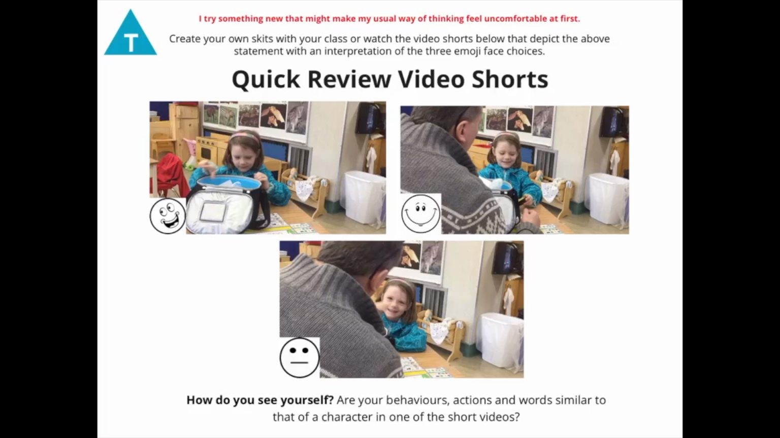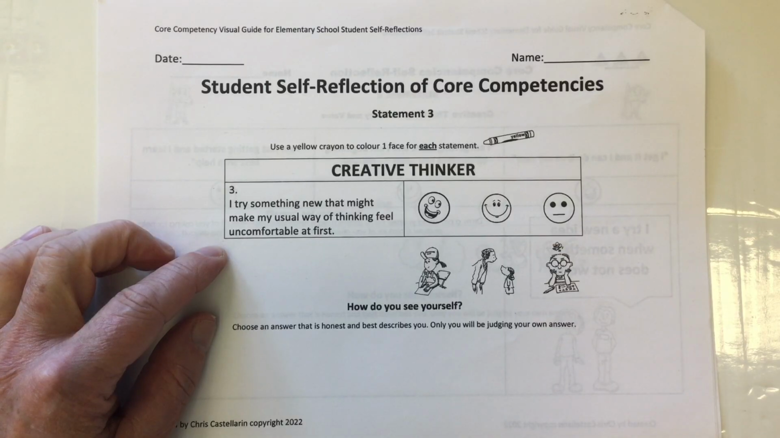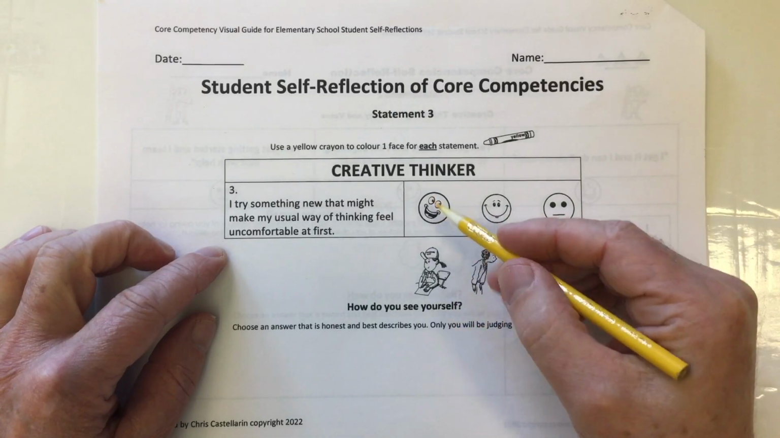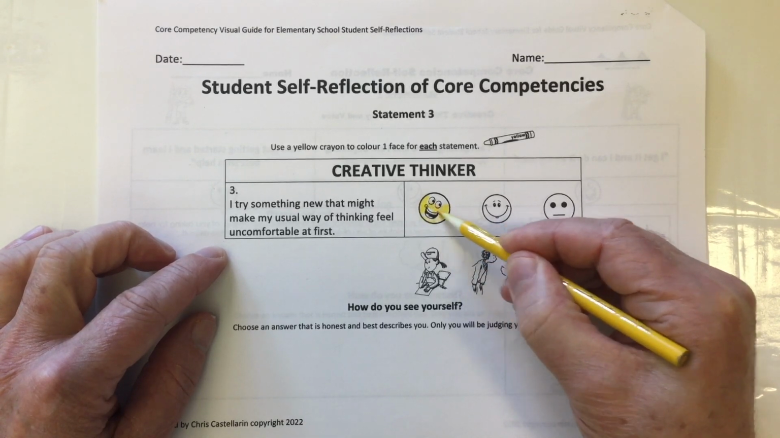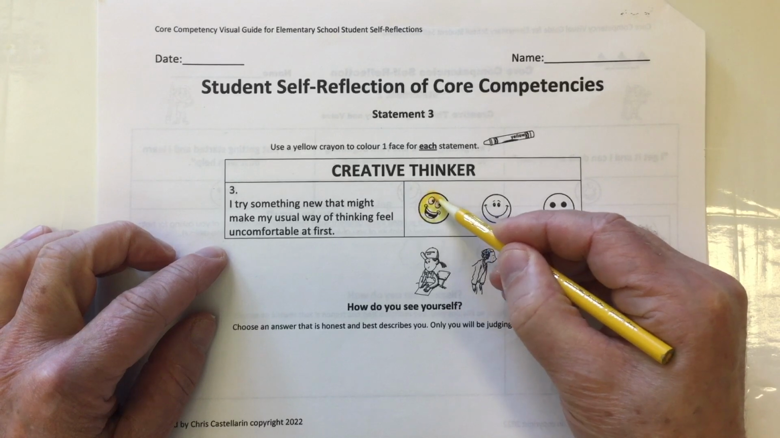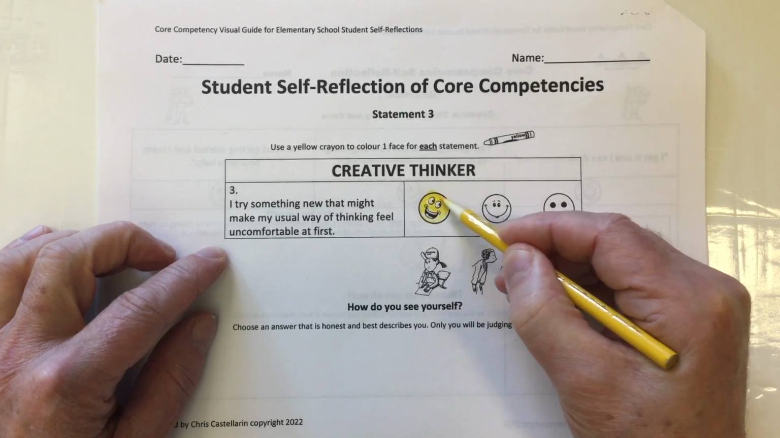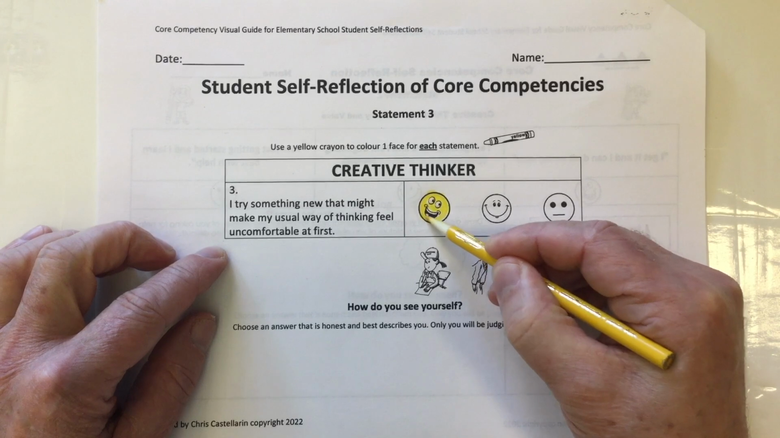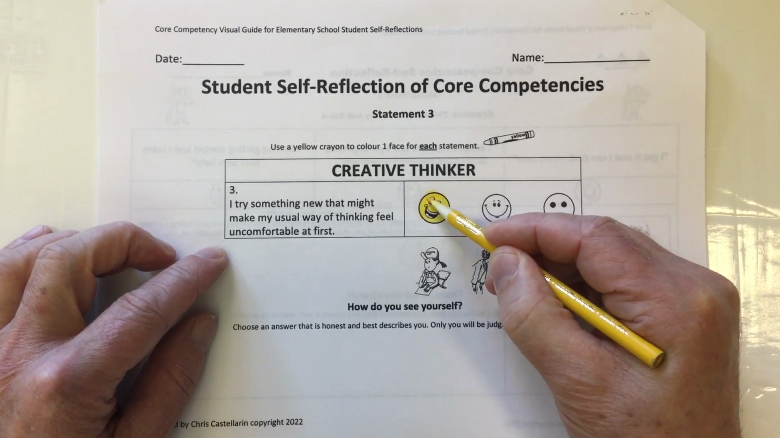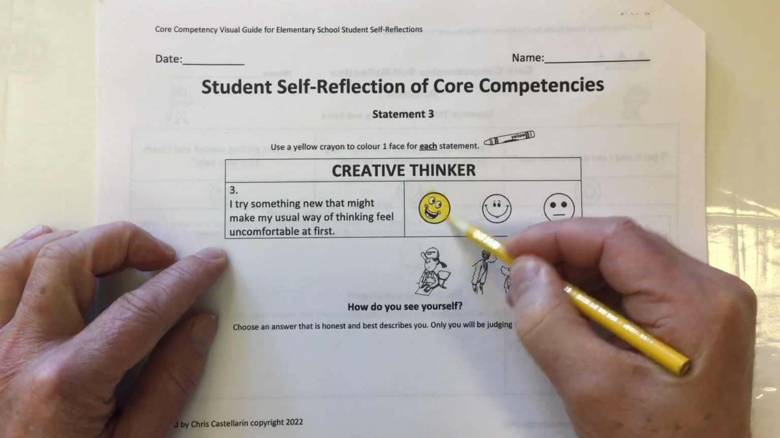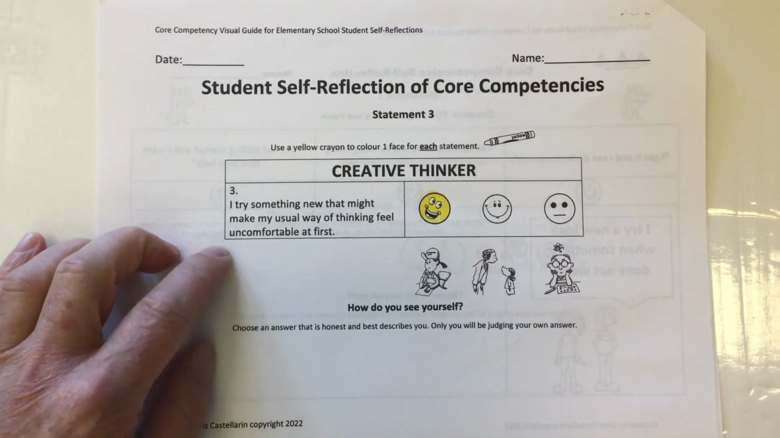How do you see yourself? Are your behaviors, actions, and words similar to that of a character in one of the short videos? Well, if I were to only choose one of these emoji faces, I think I'm a pretty brave person who likes to try new things, even if it makes me feel a bit uncomfortable at first. Maybe I'm a bit scared to try it, or I'm worried that I'm going to get it wrong, I'm feeling anxious. You know, I can take some deep breaths, and I can just try my best to do something new. Maybe I'll like it. Maybe I won't, but maybe I will. So I'm going to color that face in.